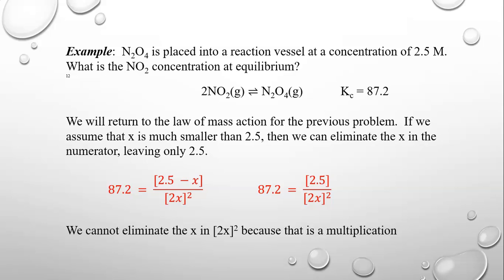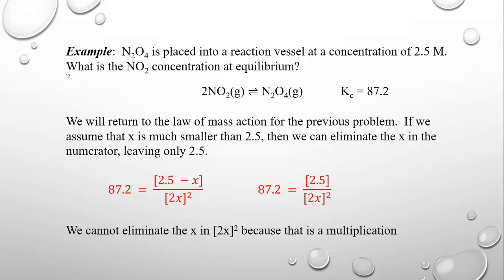Okay, so we will return to the law of mass action for the previous problem. If we assume that x is much smaller than 2.5, and I'm just going to tell you, you can pretty much always assume that in these problems, then we can eliminate the x in the numerator, leaving it only as 2.5. So over on the left in red is the law of mass action that we had for the last problem in algebraic form. And you'll notice what we do over on the right there in red is we just get rid of that x.